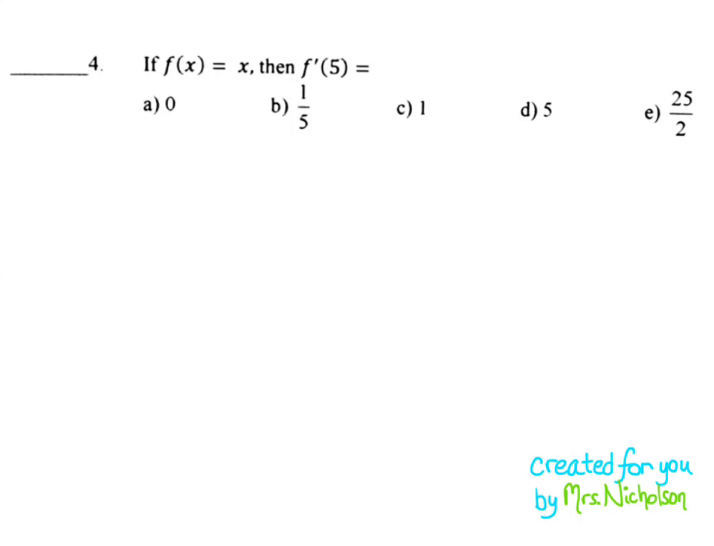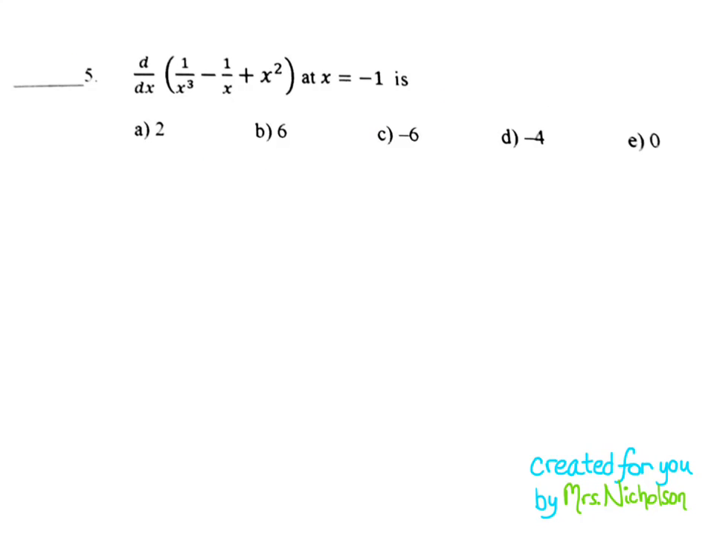All right, next question. F of x is equal to x, then f prime of 5 equals what? Well, if f of x equals x, then f prime is 1. F of x equal to x, that's just a linear function whose slope is 1. And the slope is always 1, regardless of what x value you're at. And so f prime of 5 is going to be 1. F prime of 2 would be 1. F prime of negative 23 would be 1. Any x value that we plug in there, the slope is still going to be 1.